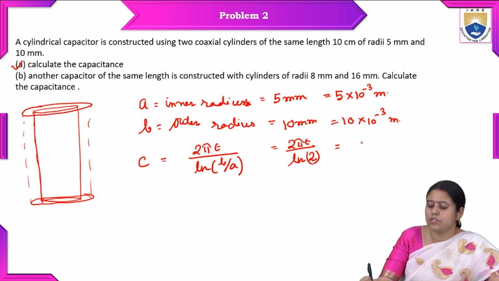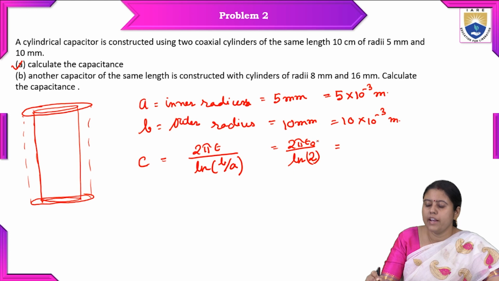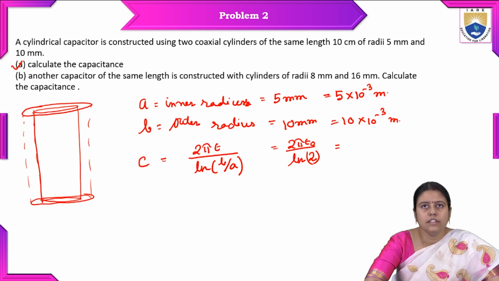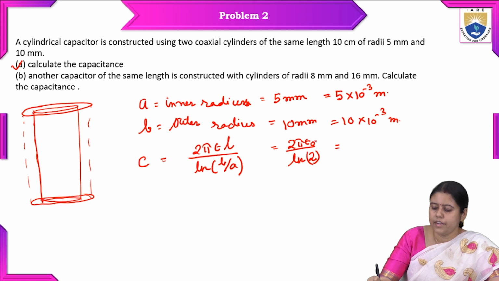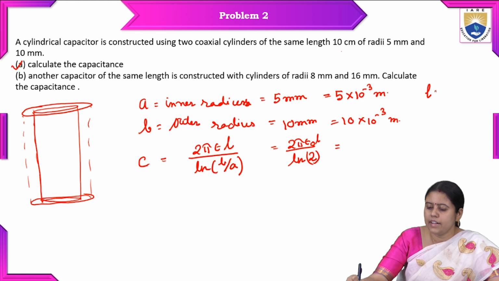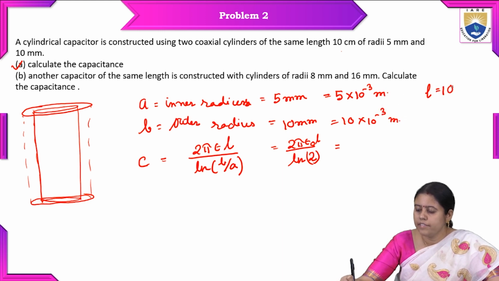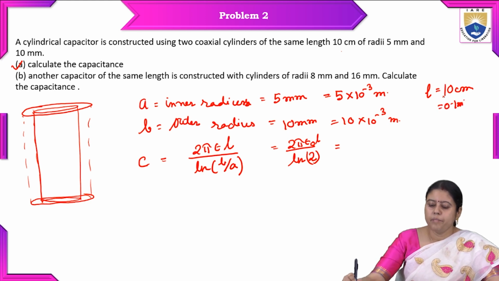As nothing is told, we will take epsilon equal to epsilon naught. Sorry, epsilon L. And what is L? Length is equal to 10 centimeter. 10 centimeter means 0.1 meter.